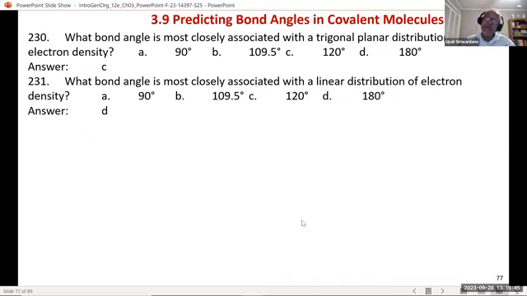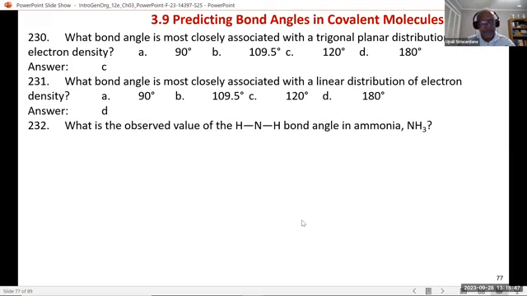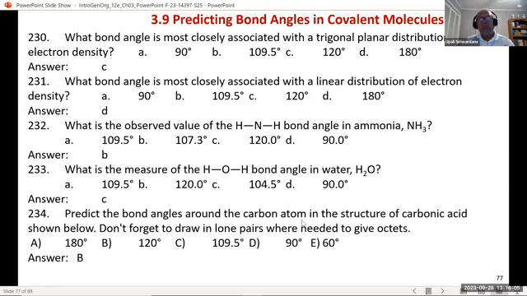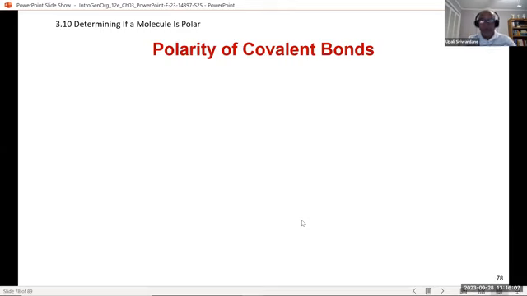Linear distribution has 180 and sp. Ammonia has 107, a slight deviation from 109 because of one lone pair of electrons. Water has 104 because there are two lone pairs. All right.